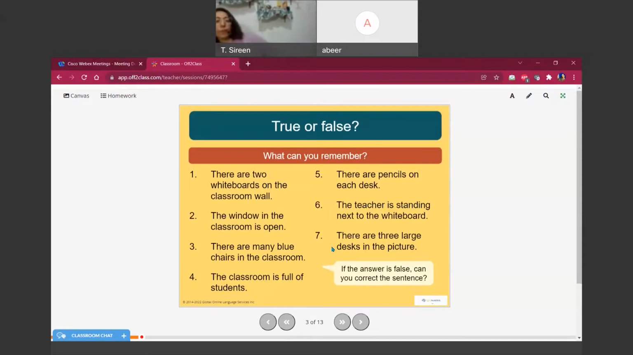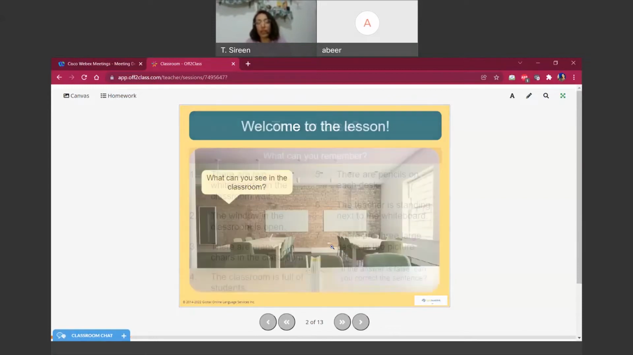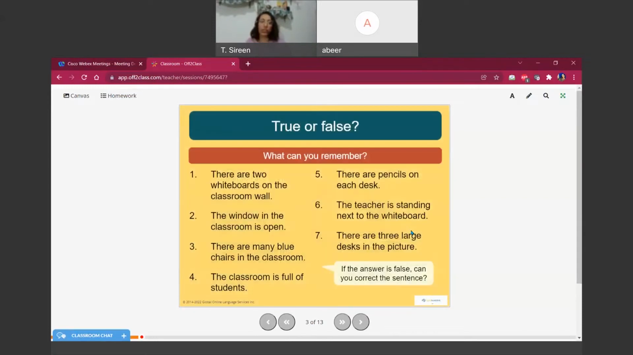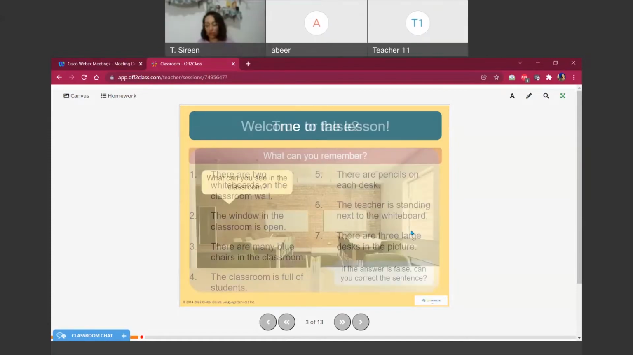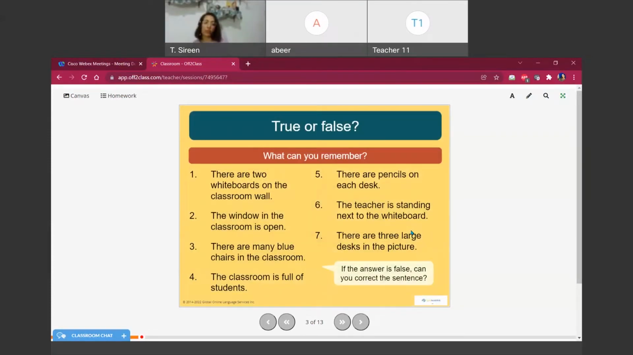The window in the classroom is open. True. No. There are many blue chairs in the classroom. False. They are... What's the color? Green. Very good. 4. The classroom is full of students. False. So when we say empty, what do we say? It is empty. Very good.